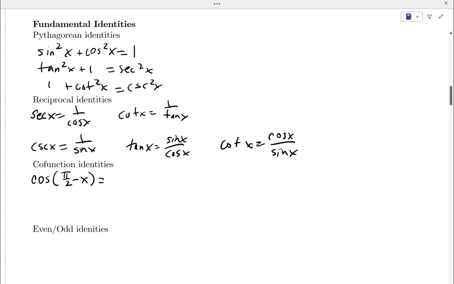The co-function identities, remember, refer to the complements, right? So pi over 2 minus x is 90 degrees minus x. That's the complement of x, and the co part refers to the complement. So cosine of pi over 2 minus x is sine of x. And it also works the other way around. If you have sine of pi over 2 minus x, that's cosine of x.